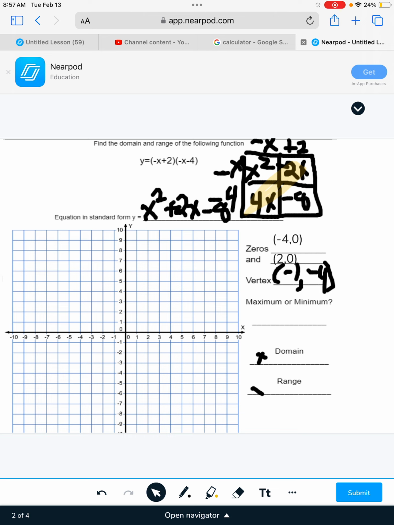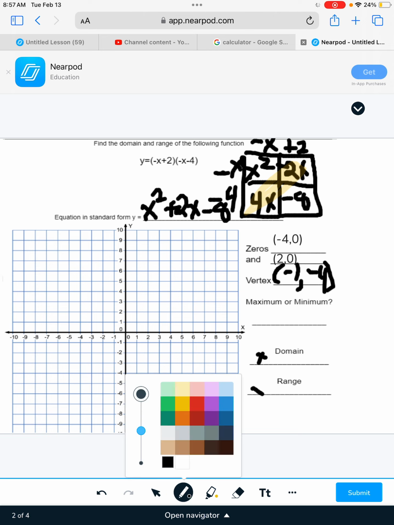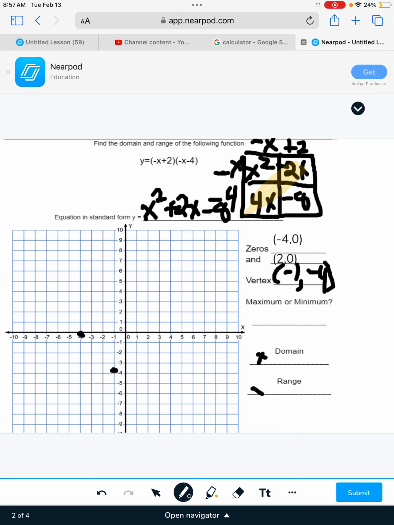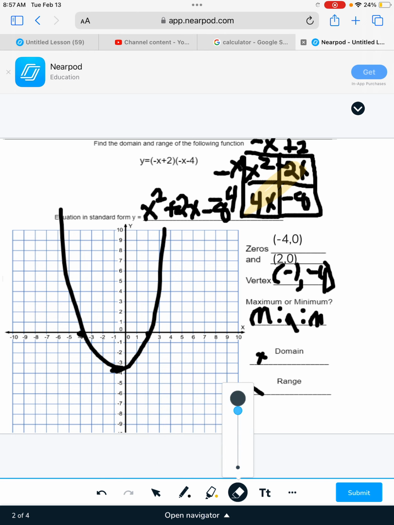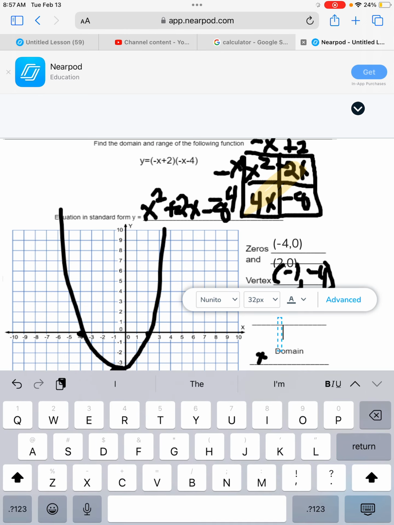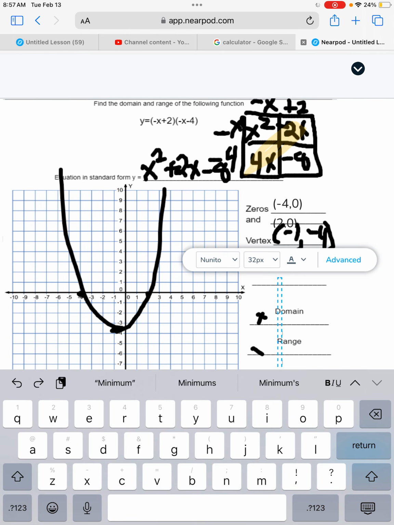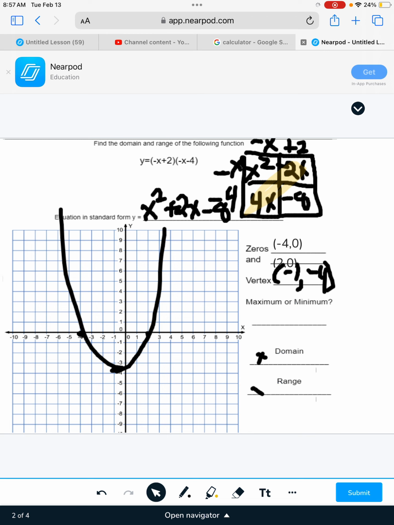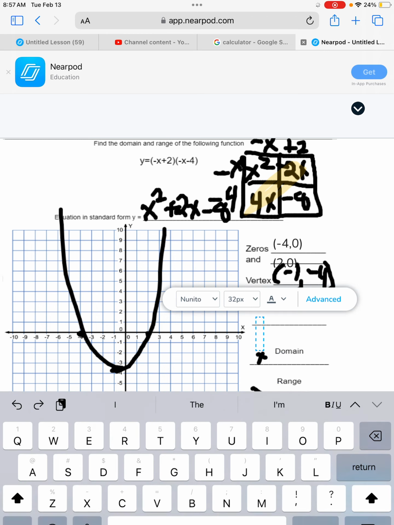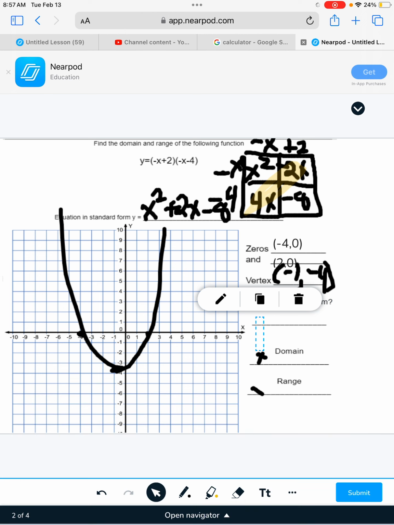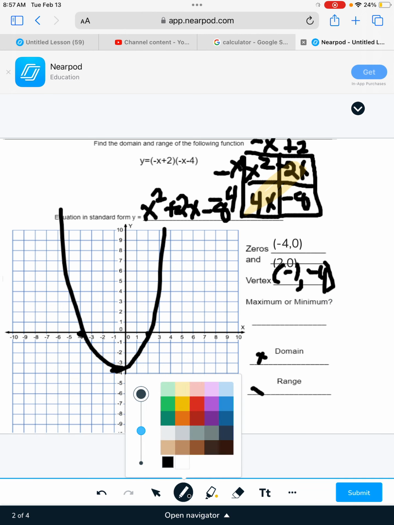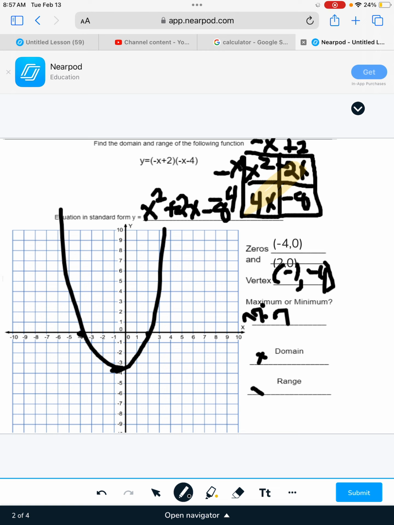Is it a maximum or a minimum? Considering the graph is going to be a parabola that goes like this, it is a minimum. I can't write very well today, I apologize. But it is a minimum, so I can type it in instead. No, it's not going to work. Let's try this one more time. All right, it's not working. I'll just write it. We'll just call it a minimum.